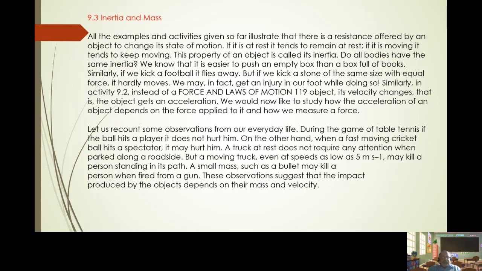Next, we talk about inertia and mass. All examples and activities given so far illustrate that there is a resistance offered by the object to the change of motion. If it is at rest, it tends to remain at rest. If it is moving, it tends to keep moving. This property of an object is called inertia. Do all bodies have the same inertia?